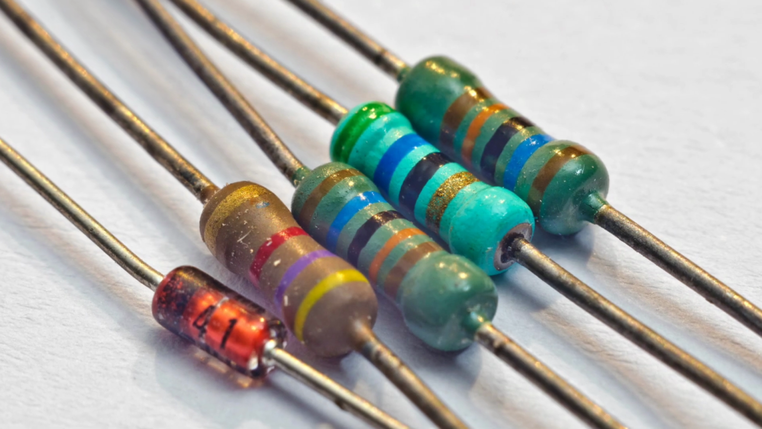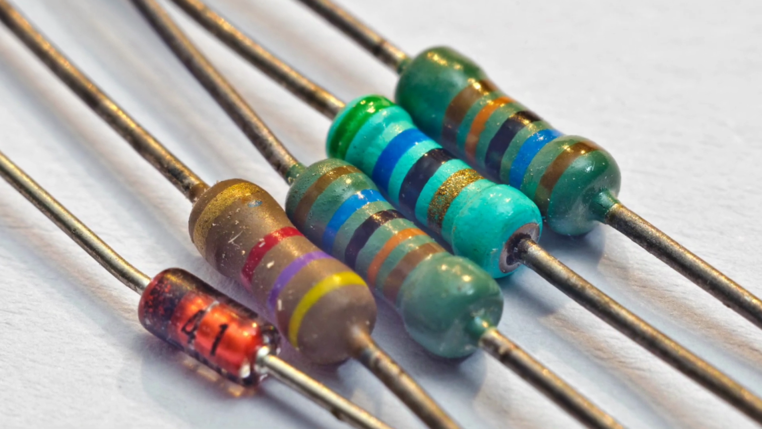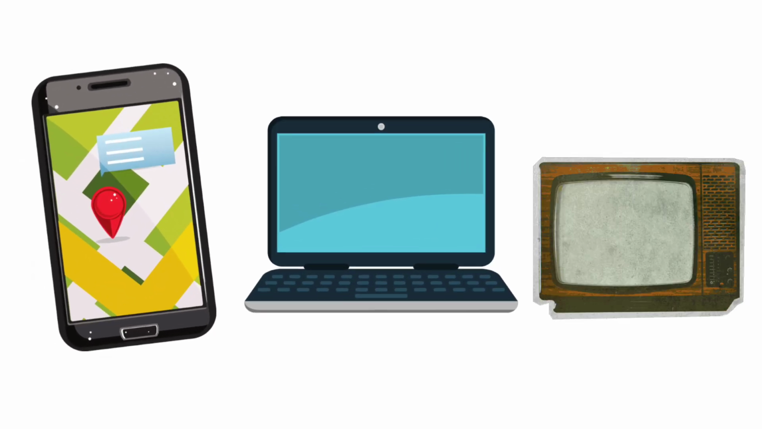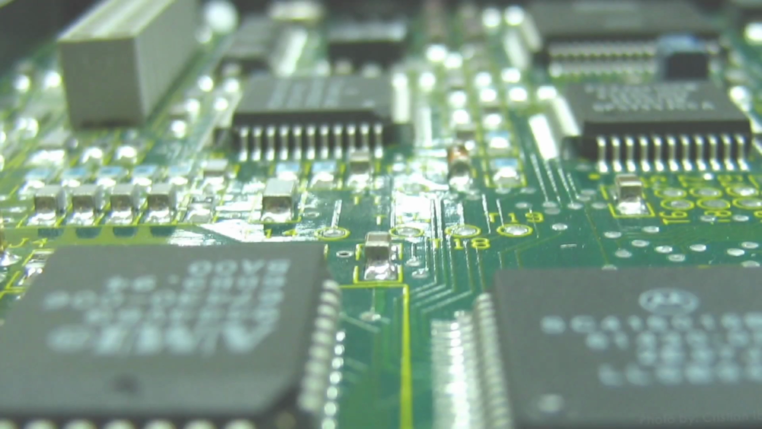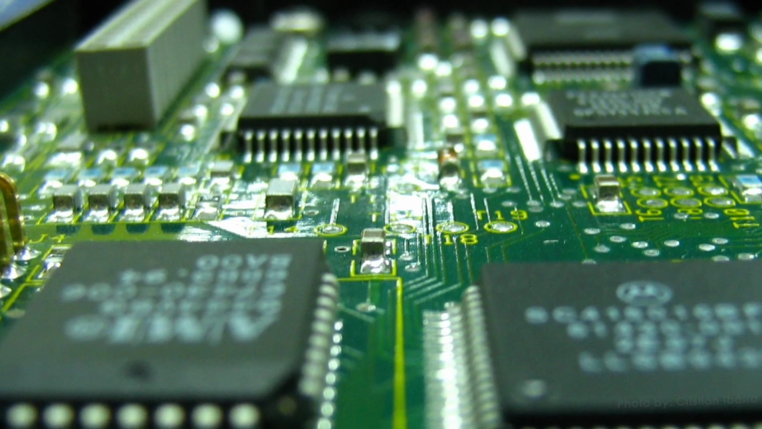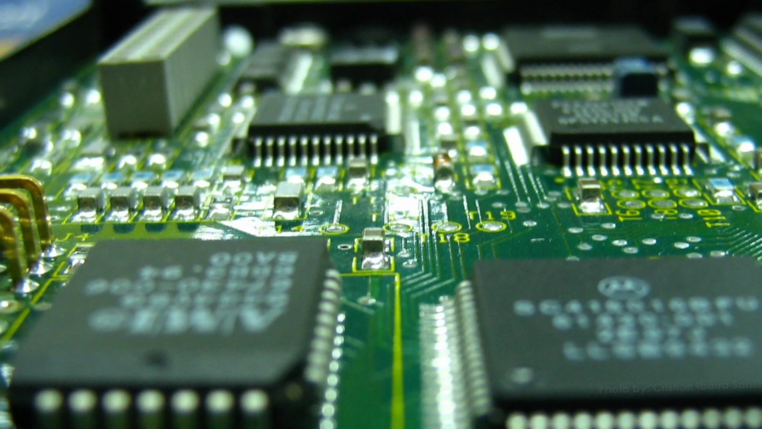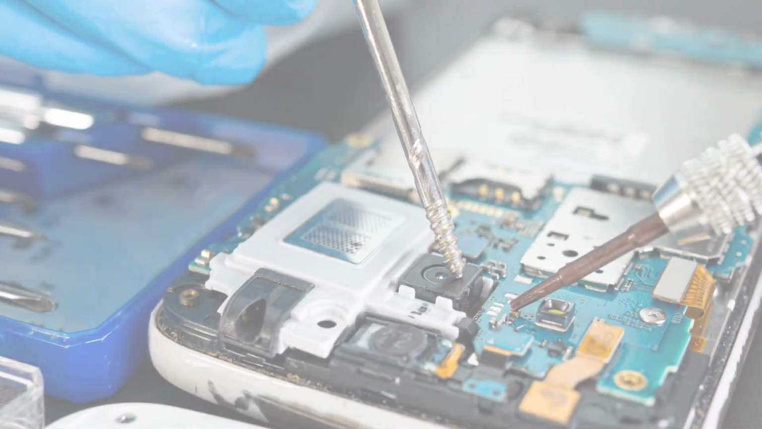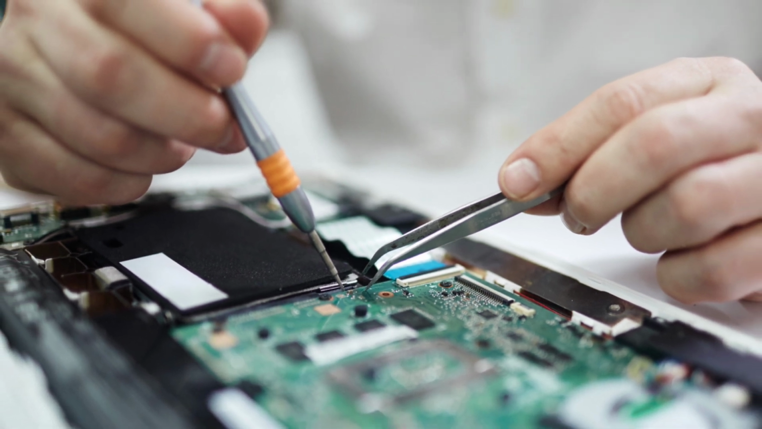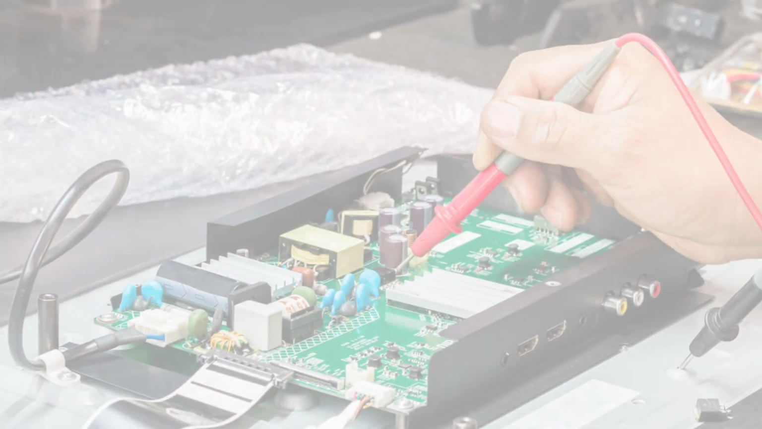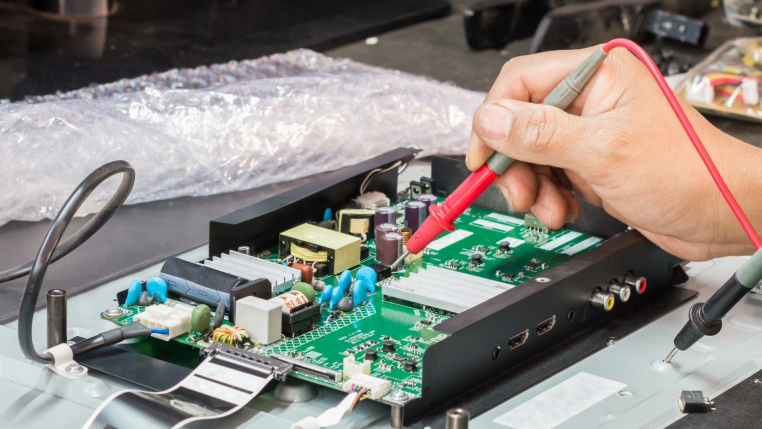Resistors are incredibly versatile and find applications in countless electronic devices. They are used in everything from smartphones and computers to televisions and medical equipment. You can find resistors in almost every electronic device you use daily. In your smartphone, resistors help regulate battery power, control screen brightness, and filter audio signals. In your computer, they help manage data flow, stabilize power supply, and control fan speeds.